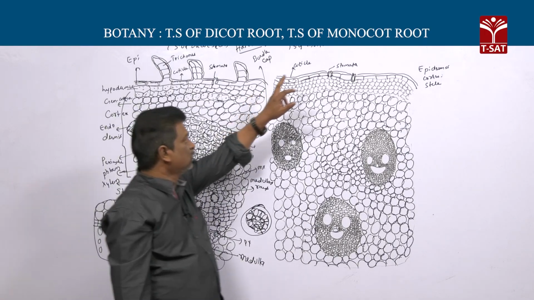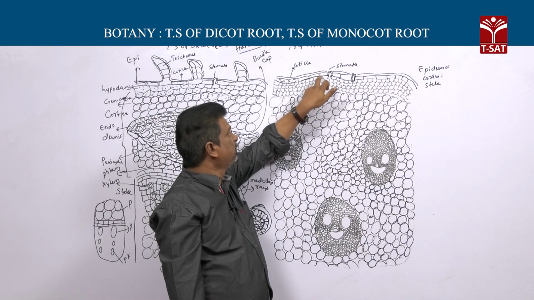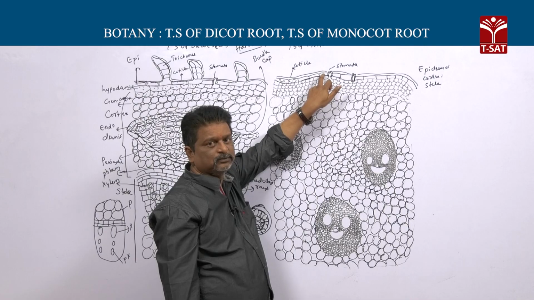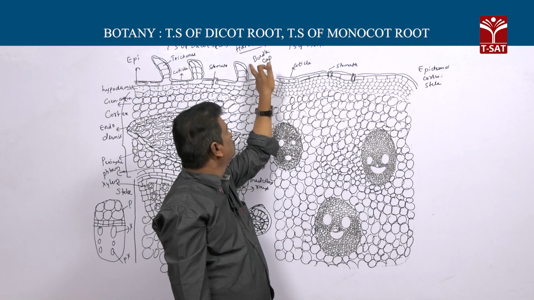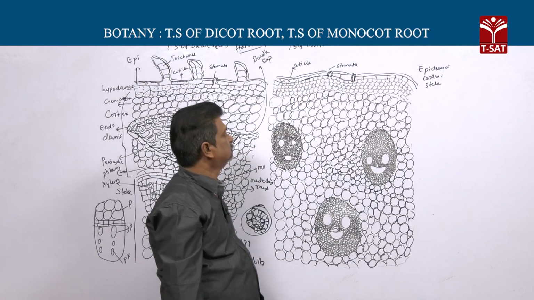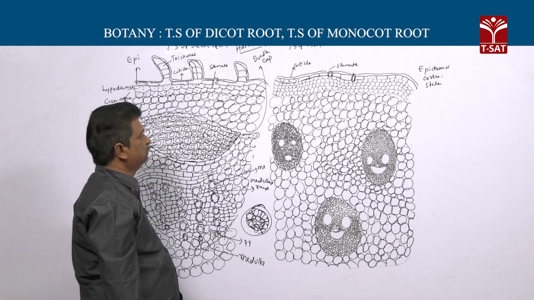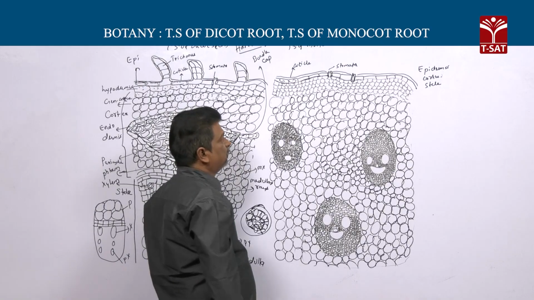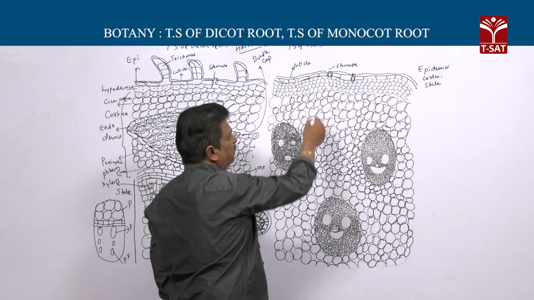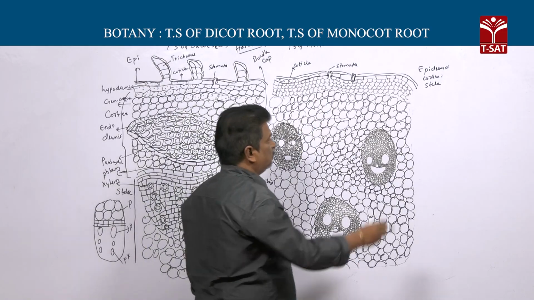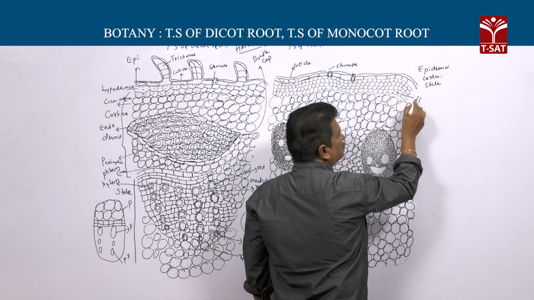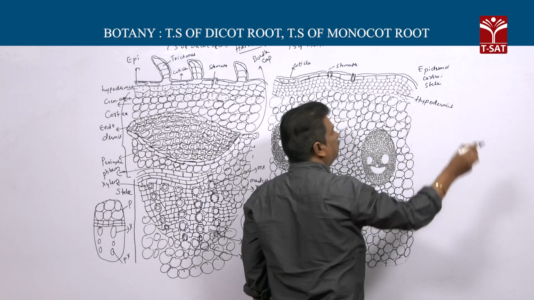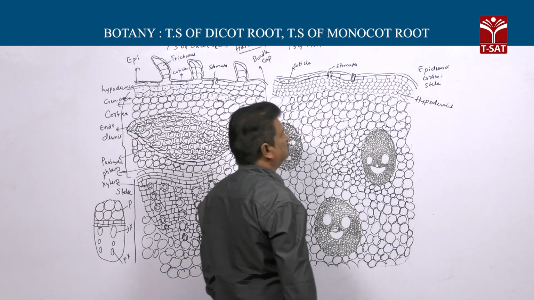Then in monocot stem, that epidermis is without trichomes. So, trichomes are absent. Only in dicot stem, the trichomes present. That is first difference. The next one, cortex. In monocot stem, cortex is highly reduced. This cortex is represented by only hypodermis.